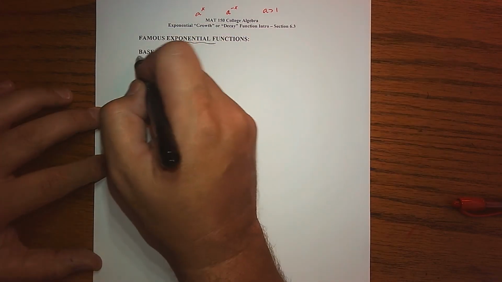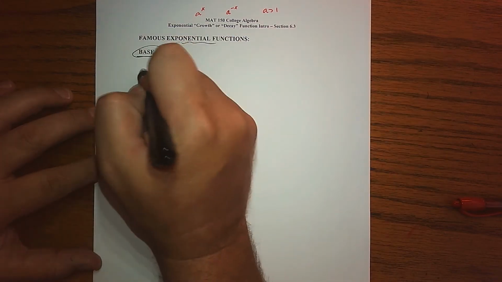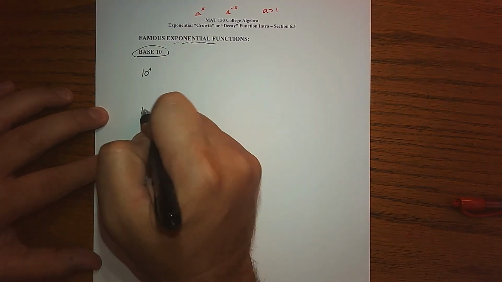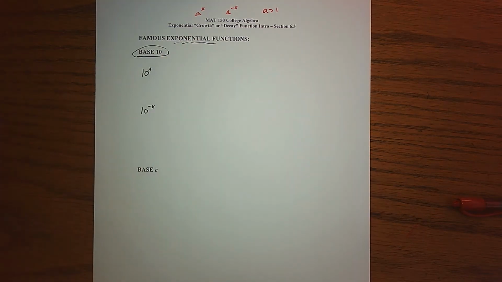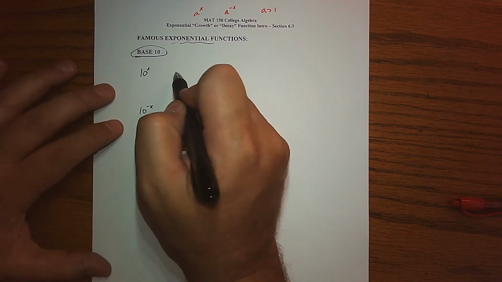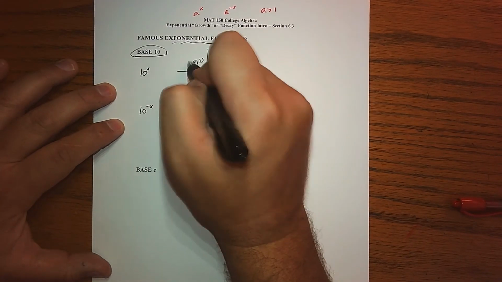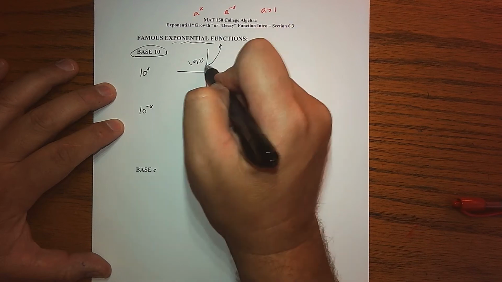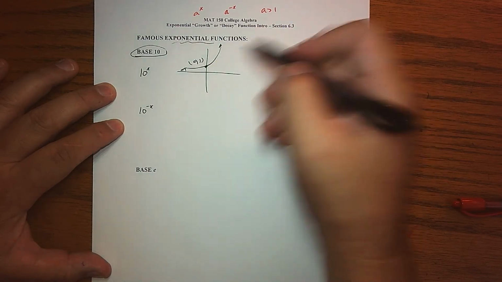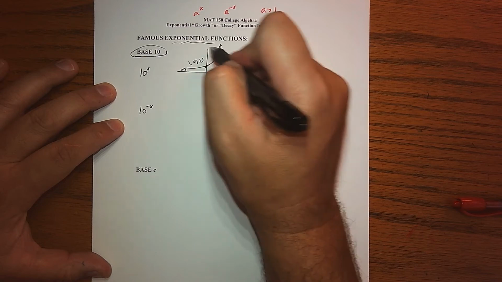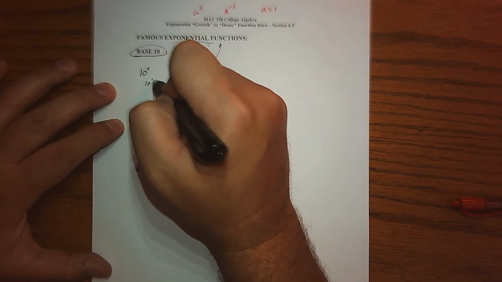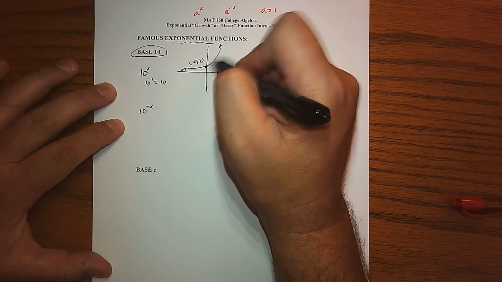The first one is when the base is 10. So we're either talking about 10 to the x or 10 to the negative x. Again, as we saw, the basic behavior is essentially the same. 10 to the x will still be going through (0, 1), and it's going to go up pretty fast. At 1, 10 to the first power is already 10, so it's going to go up pretty quick.